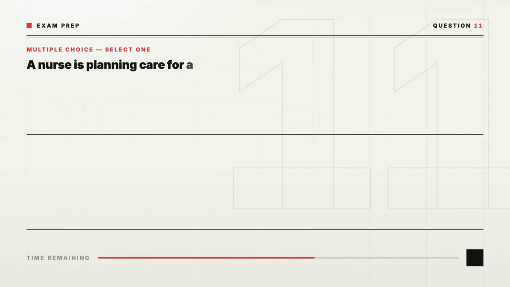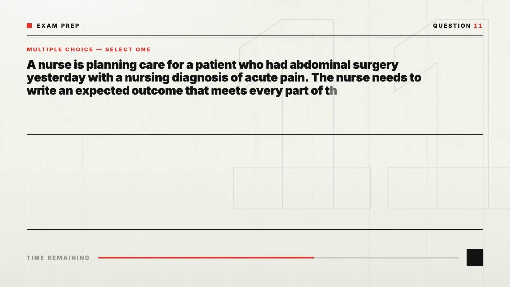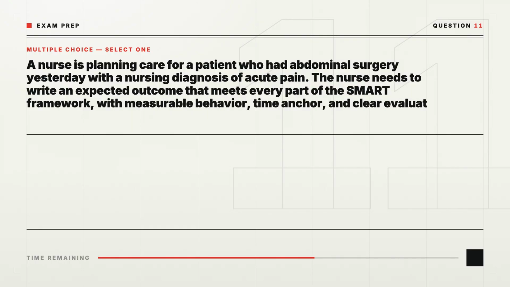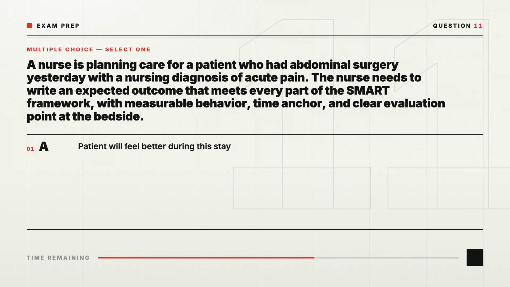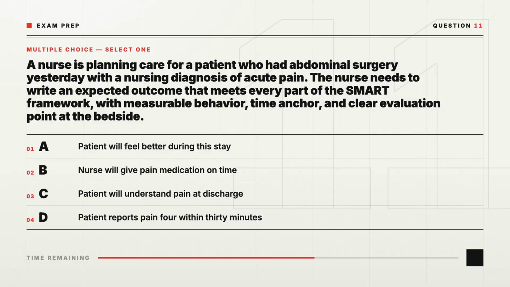Question 11. A nurse is planning care for a patient who had abdominal surgery yesterday with a nursing diagnosis of acute pain. The nurse needs to write an expected outcome that meets every part of the SMART framework, with measurable behavior, time anchor, and clear evaluation point at the bedside. Your options are: A. Patient will feel better during this stay. B. Nurse will give pain medication on time. C. Patient will understand pain at discharge. D. Patient reports pain for within 30 minutes. Before I reveal it, which one do you think is right?